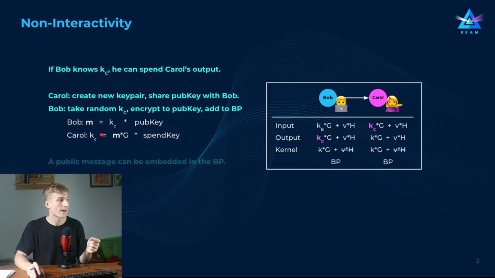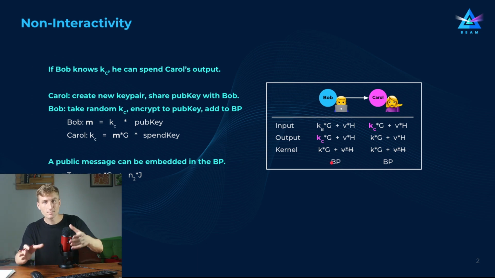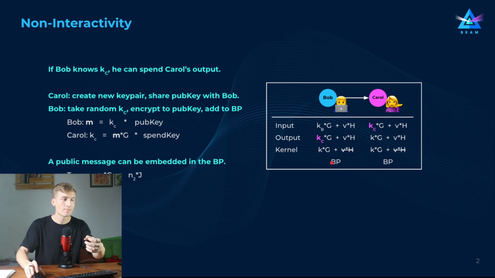But Bob still needs to send this encrypted message to Carol. The way that we do that is it's embedded in the bulletproof. This is something that you can read into more if you want to, and let us know if you'd like a video on this. But there's basically a degree of freedom here in the bulletproof so that we can add a number to it, and then after it's been published, do some tricks and get that same number back out.